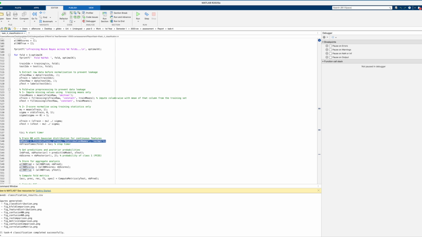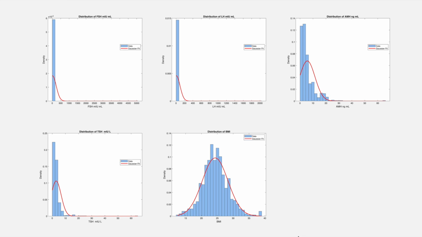Now for naive Bayes, I use a Gaussian distribution for the continuous features, and this is justified in a feature distribution figure. You can see that I've overlaid the red Gaussian fits on top of the histograms, and the BMI shows a reasonably normal distribution, whilst FSH and LH are right skewed, but Gaussian naive Bayes is quite robust to moderate violations of normality because it only needs the ranking of posteriors to be correct. Alternative distributions that could work include kernel density estimation for non-parametric flexibility or multinomial for count data, but for this mixed clinical dataset with continuous measurements, Gaussian is the standard and therefore the best choice.